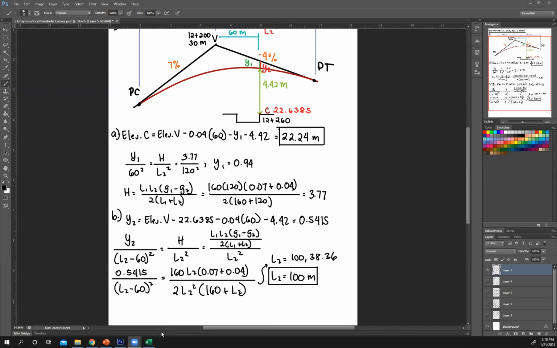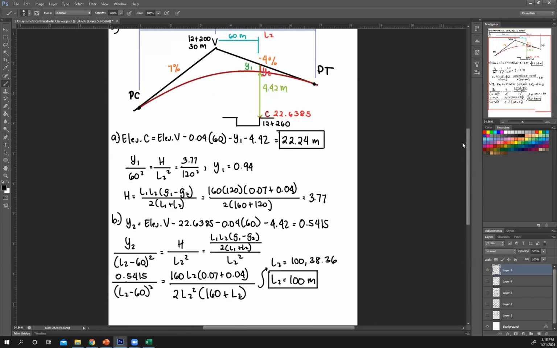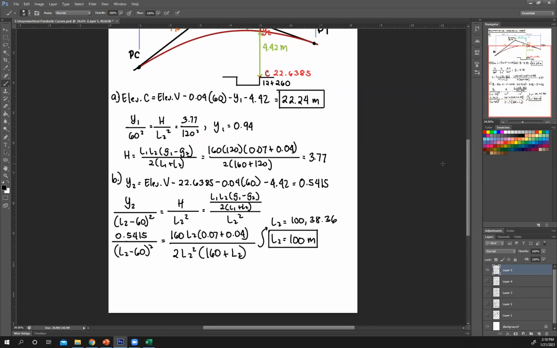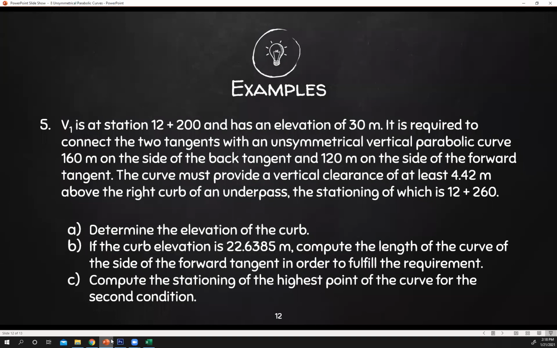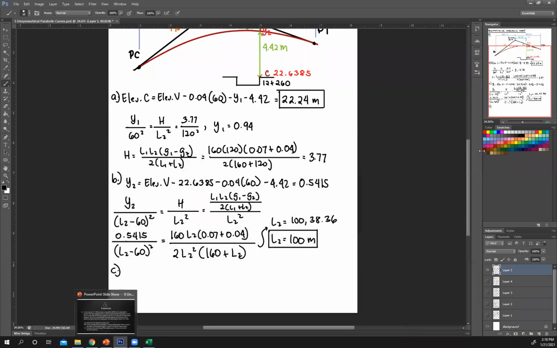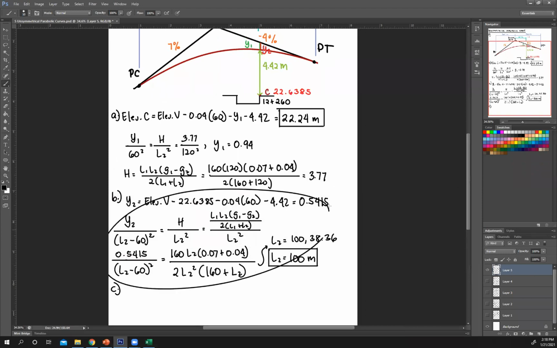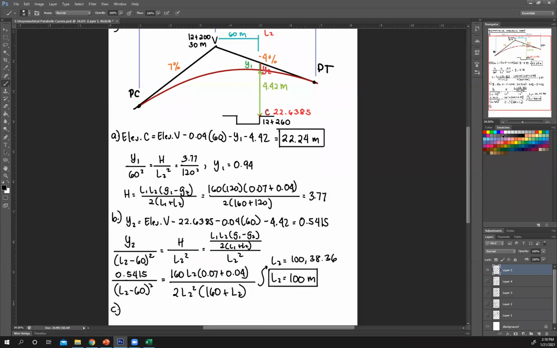Yeah. They're correct. It's 38.36 or 99.99 or 100. And it's that, so I'm going to choose 100. Okay? So the answer is 100. Next, letter C. Compute the stationing of the highest point for the second condition. So we're gonna use the values computed here. So highest point, that is this point right here, I believe. Let's call that Q.